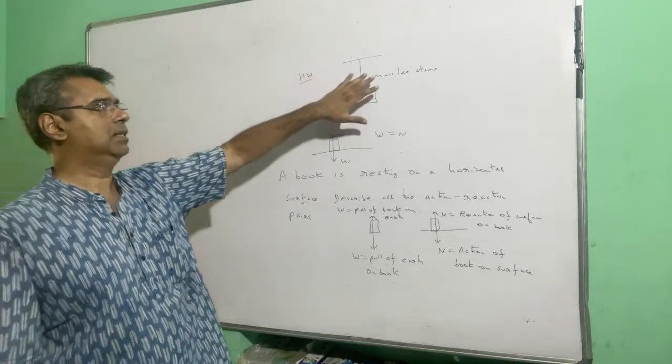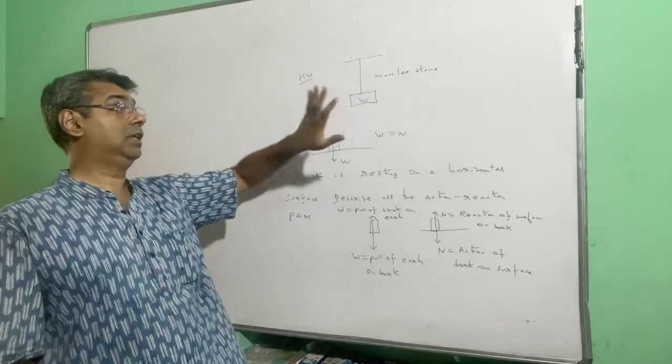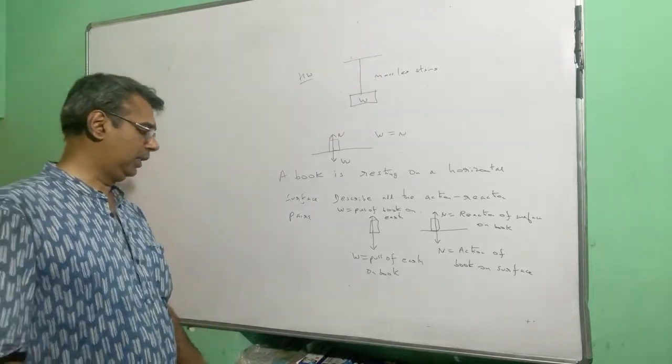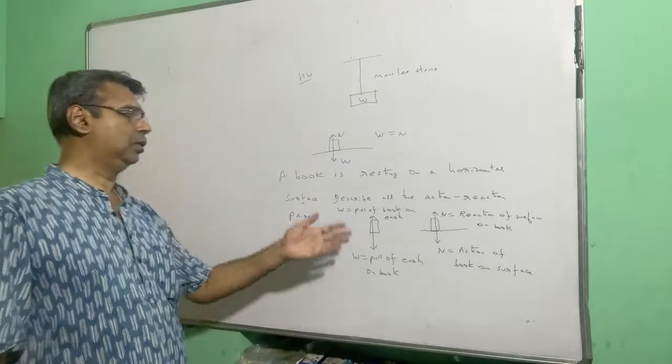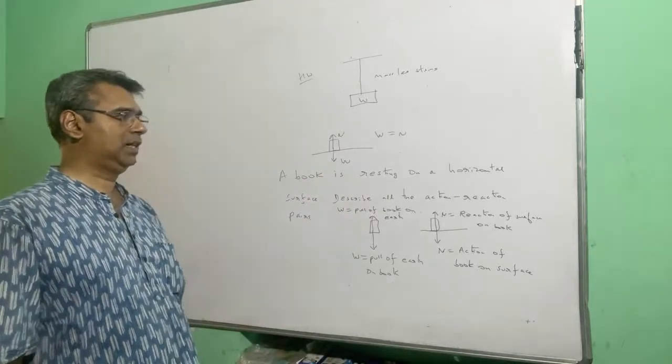Once again, there is a massless string with a weight W attached. There is a ceiling. You have to describe all the action-reaction pairs. And for doing this question, you can take a clue from the other question which we have discussed. You can take a general idea of how to do this kind of question.